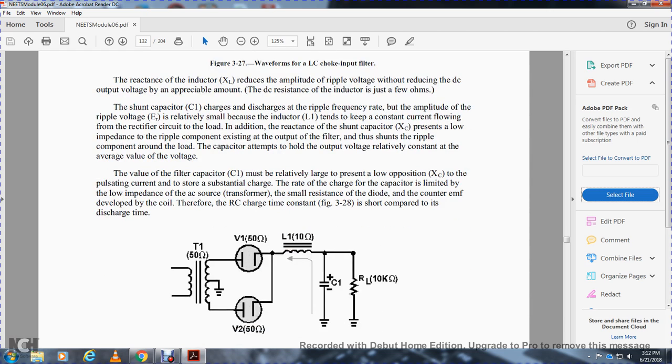The value of the filter capacitor C1 must be relatively large, with low capacitive reactance to the pulsating current. The rate of charge of the capacitor is limited by the low impedance of the AC source, the transformer's small resistance, the resistance of the diode, and the counter EMF developed by the coil. Therefore, the resistor-capacitor charging time constant is shorter compared to the discharge time.